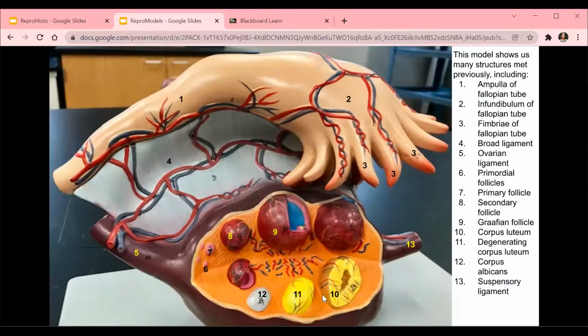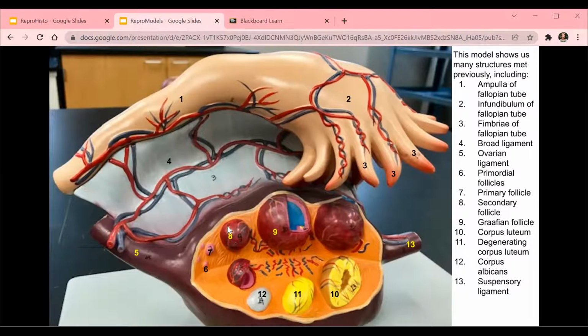Here you can see the cortex of the ovary and the medulla. We can't see inside the follicles, we can just see the surface of the follicles. Number 6 are the smallest, they are primordial. Number 7 become larger, which is primary.